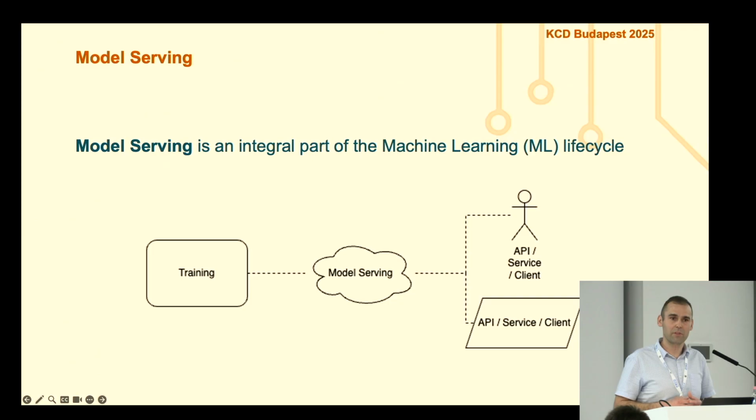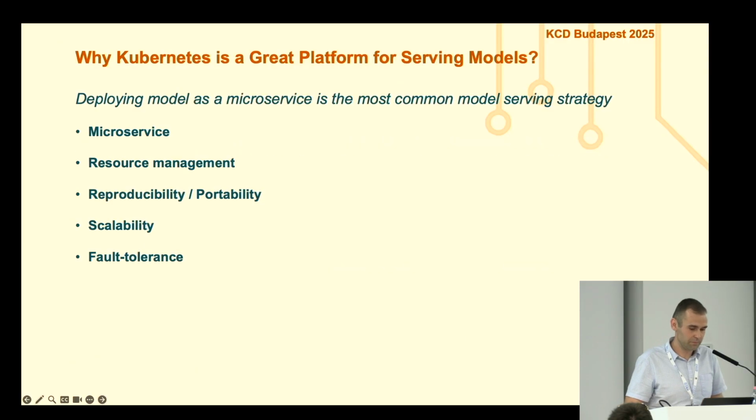Model serving is the process of deploying and making machine learning models available so they can handle inference requests and make predictions. It exposes trained models as APIs or services for applications to receive predictions. So it bridges the gap between model training and practical use in production.